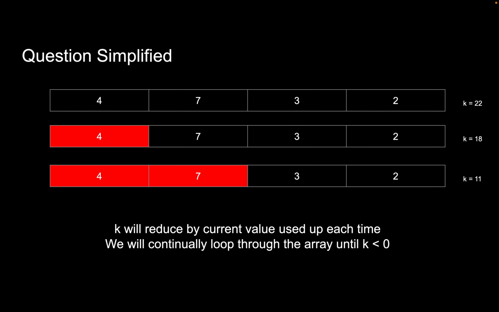So let me go through a run through of what the scenario could be. At the start, you start off with k equals 22, which means you have chalk of size 22. After the first student answers the question, the size of the chalk k reduces to 18, which is 22 minus 4. And then after the following question, 18 minus 7, which is the chalk required by the second student, it becomes 11. So now we have 11 pieces of chalk available. This process will continue on until the size of k is less than 0.